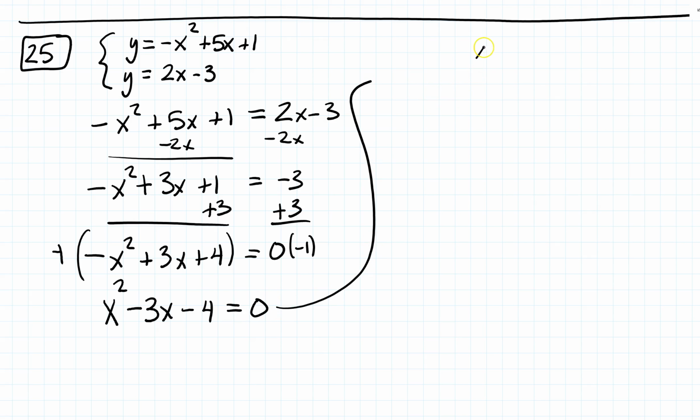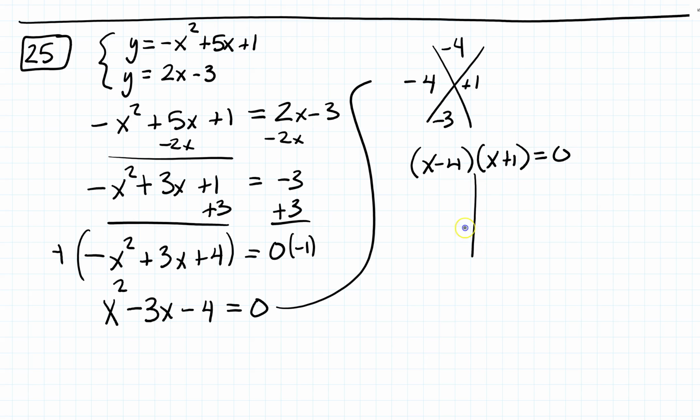So, okay, if I do my little diamond problem over here, negative 4 and negative 3, probably a 4 and a 1, that's got to be negative, that's got to be positive. So this would factor to x minus 4 times x plus 1 is now equal to 0. So I can see here that x is going to be the number 4 or x is going to be the number negative 1. But I'm not done yet.